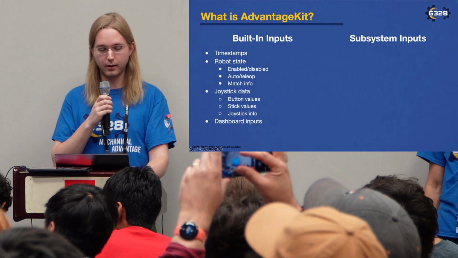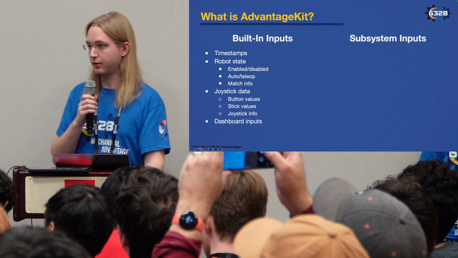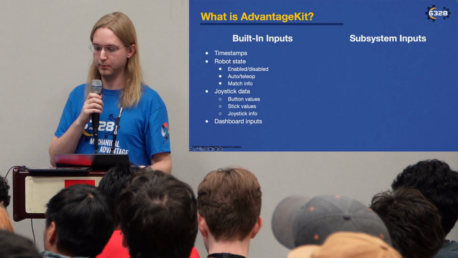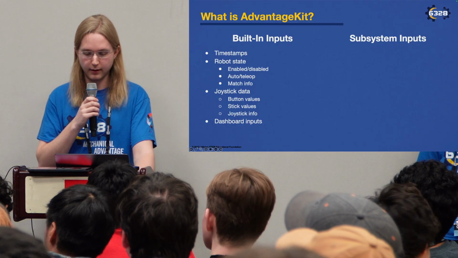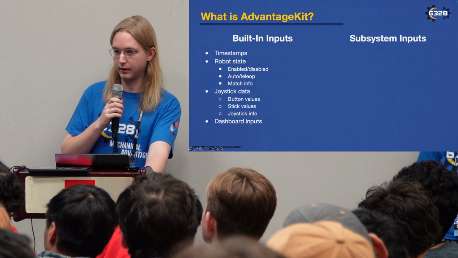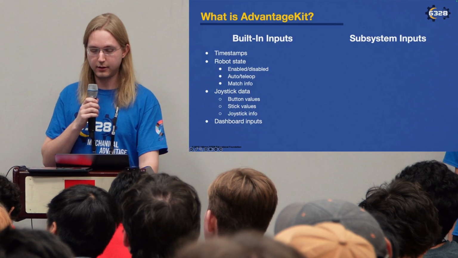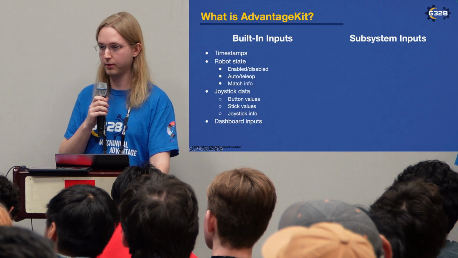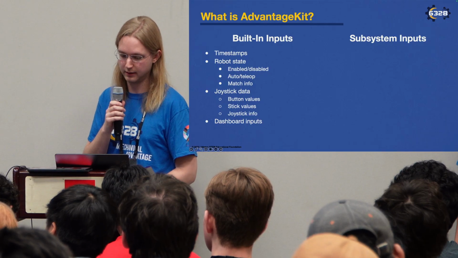AdvantageKit needs to be able to log and replay all of the code's input data. Some of that data is managed automatically by AdvantageKit. That includes the robot state, joystick data, dashboard inputs, etc. And it's also worth noting that timestamps are included in that list. AdvantageKit is guaranteeing that all timestamps read during a single cycle are identical so that they can be replayed accurately. AdvantageKit produces what we call timestamp synchronized logs, which means that all the fields are updated once per loop cycle, and each loop cycle has a single timestamp.